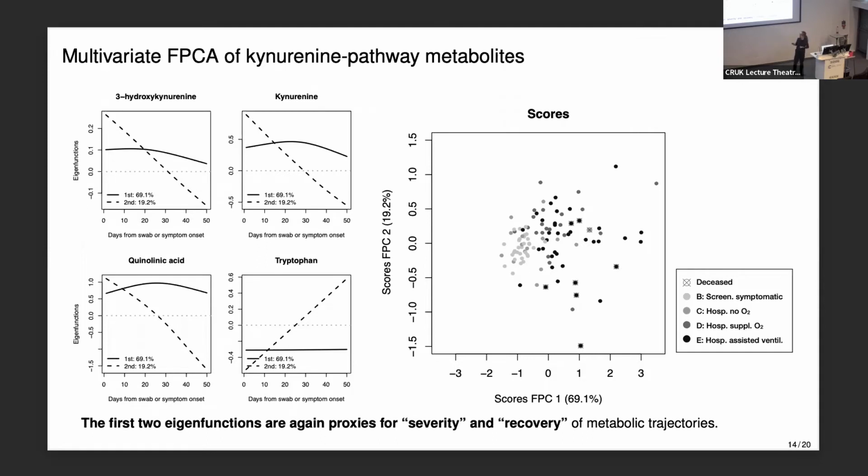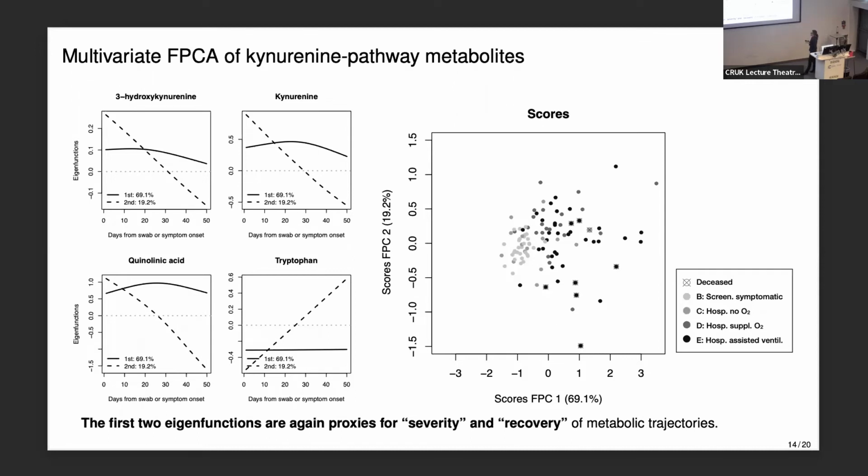The second thing is that the first 2 eigenfunctions again had the same nice interpretation as before, in the sense that the first eigenfunction is again a proxy for the severity of the disruptions. In fact, we know that patients with severe infections will tend to have high levels of the first 3 metabolites and low levels of tryptophan. And the second eigenfunction again reflects parameter recovery over time.